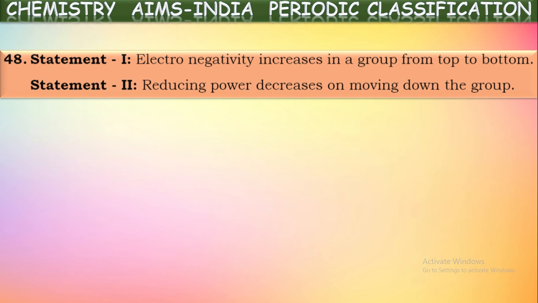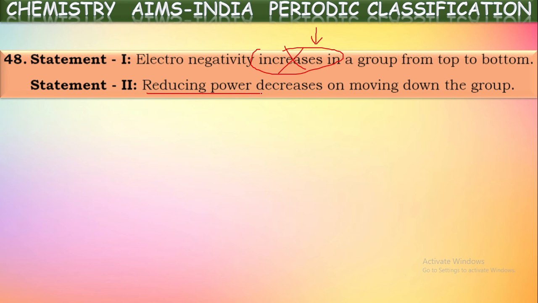Statement 1. Electronegativity increases in a group from top to bottom. Will it increase? How is it related to size? Electronegativity is inversely proportional to the size of the atoms or atomic radius. We know in a group from top to bottom, atomic radius or atomic size gradually increases. So if the size increases, electronegativity will decrease, but they mentioned here that it increases, which is wrong. It decreases, isn't it?